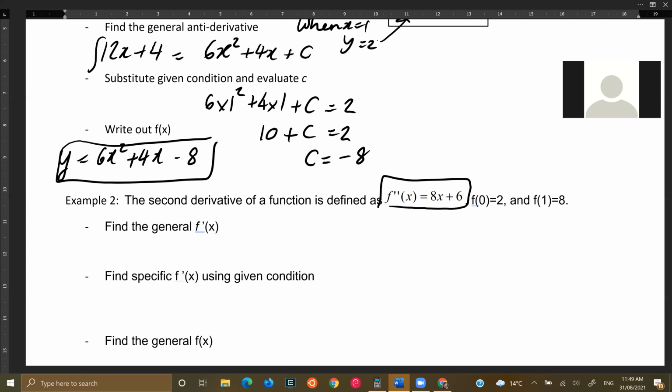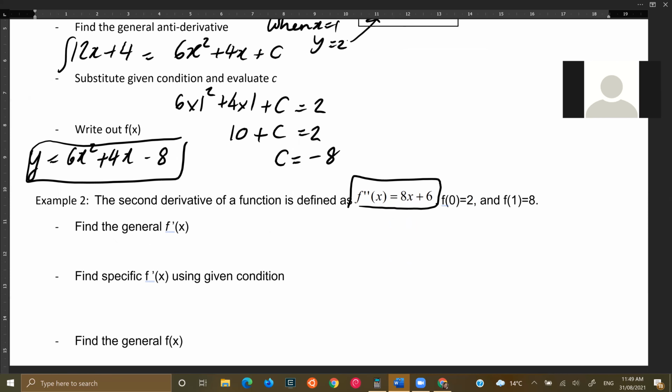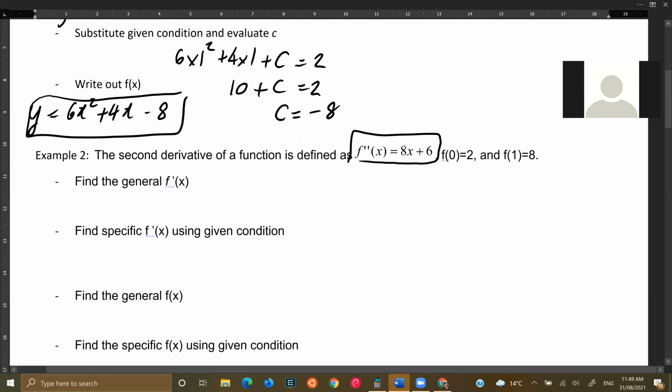When that happens, they'll have to give you more than one condition to be able to help you go back to the original. This generally happens a lot with kinematics. So kinematics are things like where you might be given acceleration and they'll give you something about the velocity, and then they'll ask you about displacement. Okay, so we'll just go over one of those examples as well.